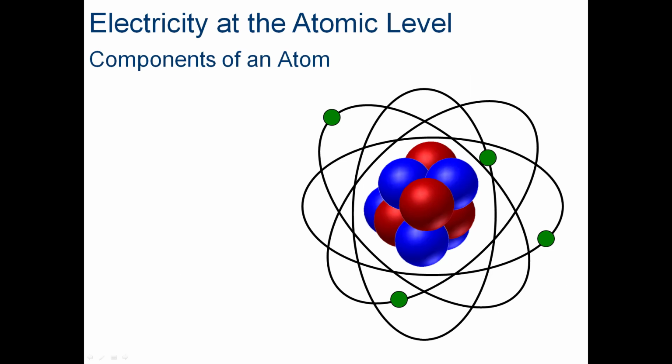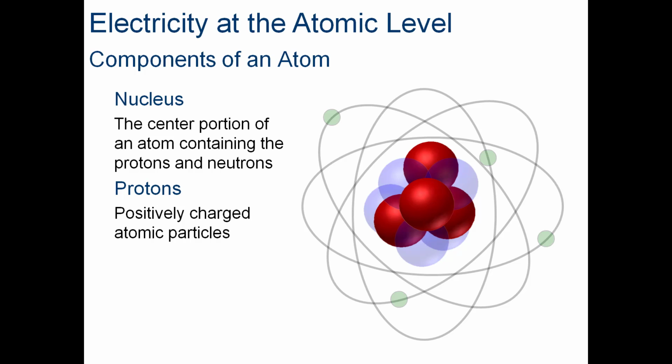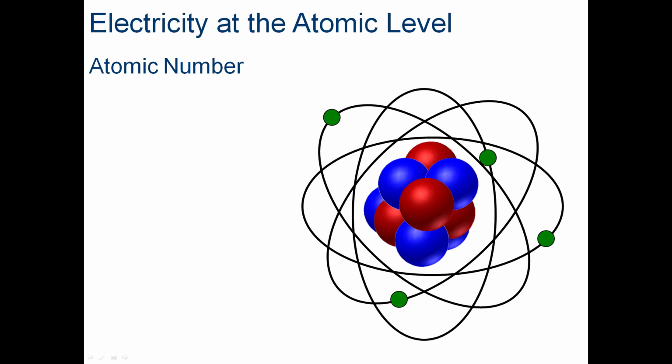So at an atomic level, when we look inside of the atom, and this is only going down to the electron and proton level, what we're going to see is in the middle of the atom, we have the nucleus. And in that nucleus, that's where the protons and the neutrons, represented by the red and blue balls, are. The protons are positively charged atomic particles. The neutrons have no charge to them at all, or uncharged atomic particles. So that's the nucleus of the atom.